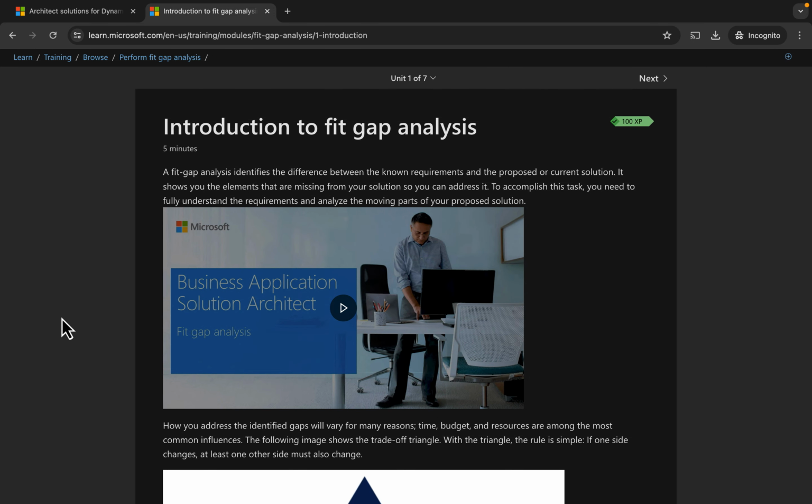Introduction to Fit Gap Analysis. A fit gap analysis identifies the difference between the known requirements and the proposed or current solution. It shows you the elements that are missing from your solution so you can address it. To accomplish this task, you need to fully understand the requirements and analyze the moving parts of your proposed solution.